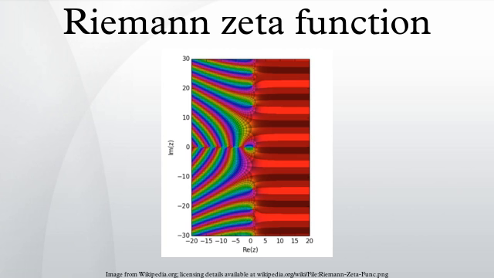Bernhard Riemann, in his article on the number of primes less than a given magnitude published in 1859, extended the Euler definition to a complex variable, proved its meromorphic continuation and functional equation, and established a relation between its zeros and the distribution of prime numbers.